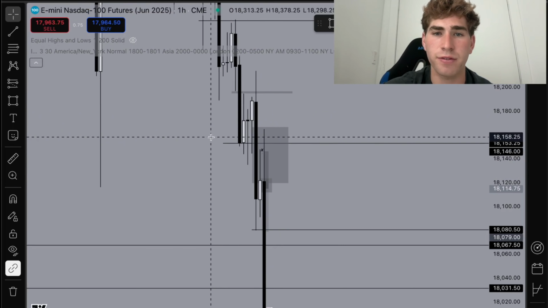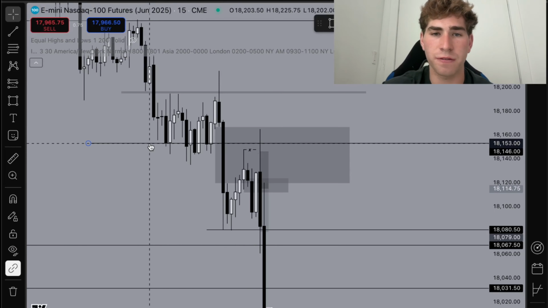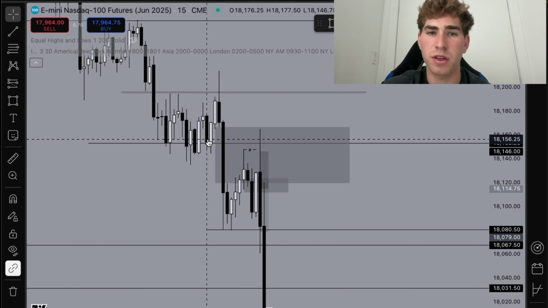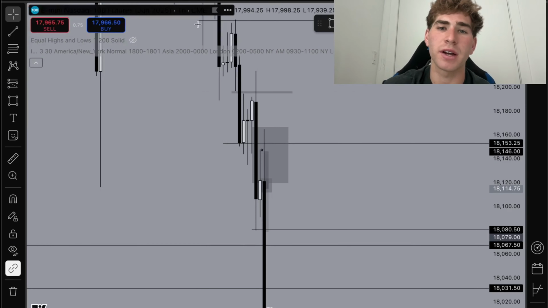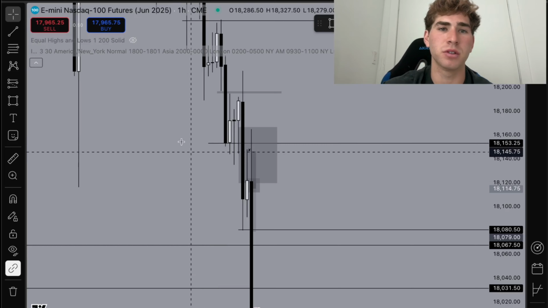Hop onto a higher time frame. What do we see? 1 hour order block. If you guys are confused when you see on the 15-minute time frame, there's a bunch of order blocks here. There's this one, this one, this one, this one. Hop onto a higher time frame. On the 1 hour time frame, it's more clear, it's more obvious. We see one simple one, right?